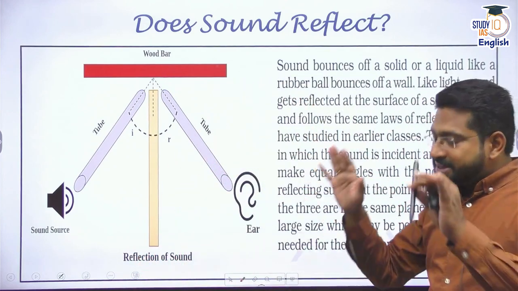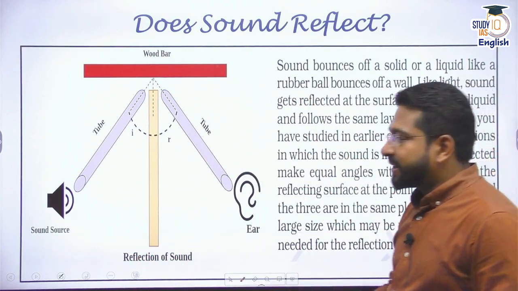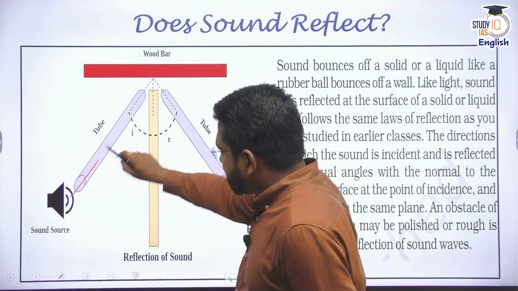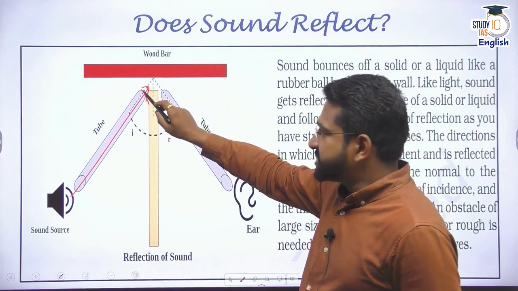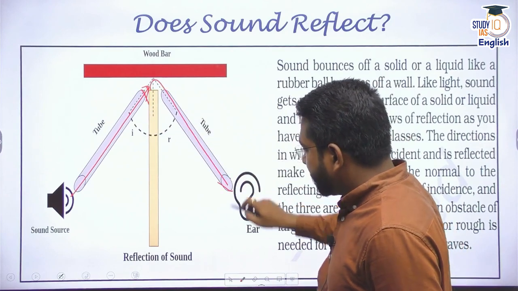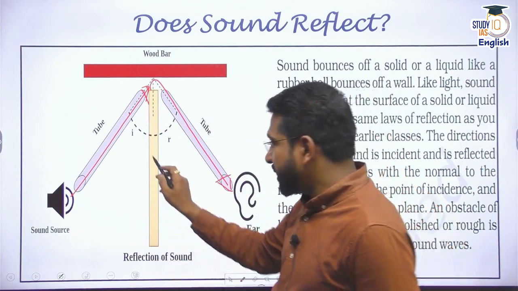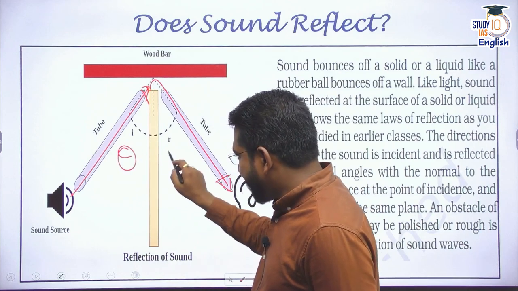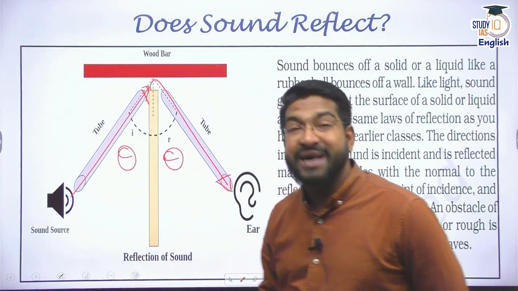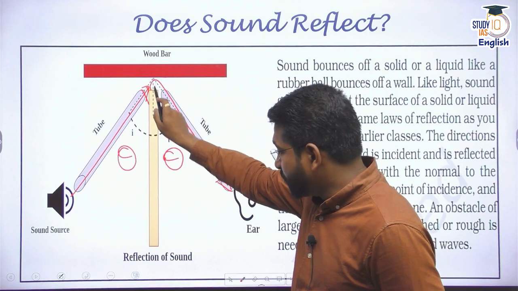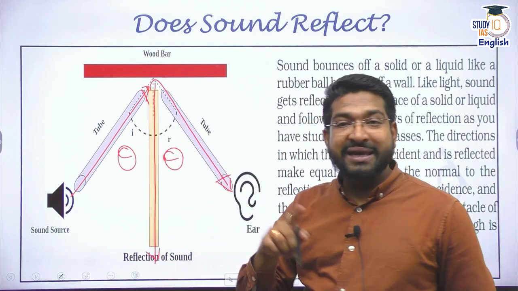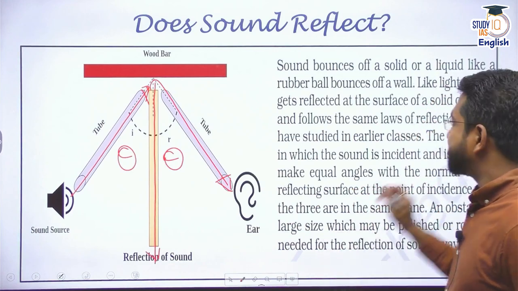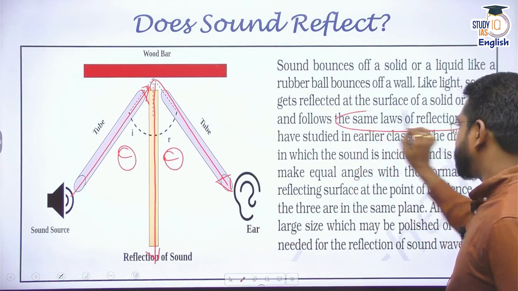Please remember, sound waves are also reflected. That means if incident energy is hitting some particular surface, it would be reflected in another direction. And please remember, the angle of incidence and angle of reflection of sound would be the same, and the normal to the reflecting surface, all three, would be in the same plane. Sound follows the same laws of reflection.